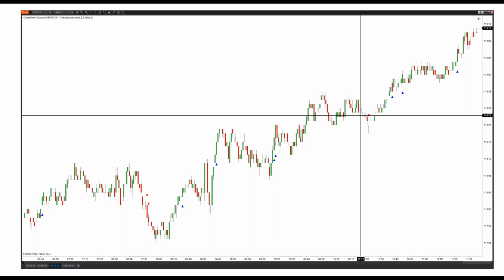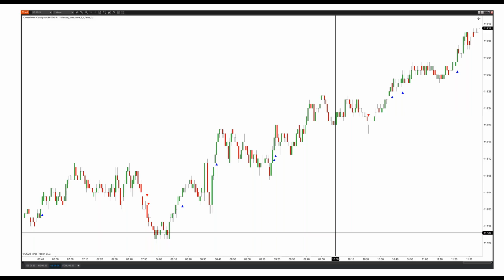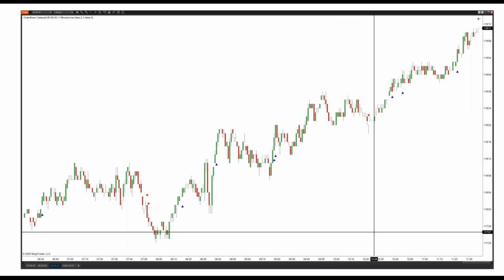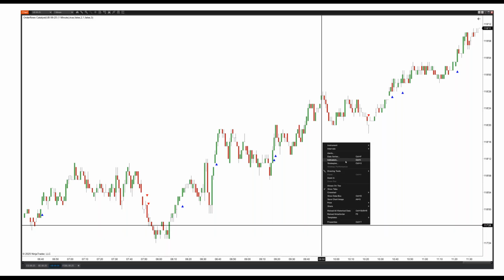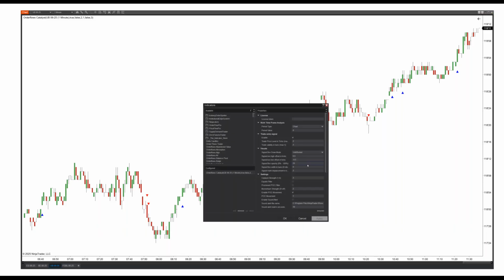But again, like myself, I'm a very visual person. Oftentimes I've got different markets I'm trying to look at and follow, and it's just easier for me to have the zones drawn out. But you don't have to use the zones if you don't want to. You can just simply disable it right there. Very, very easy.